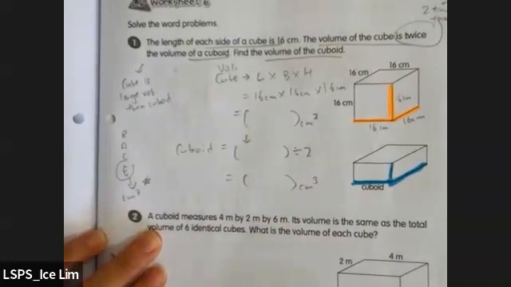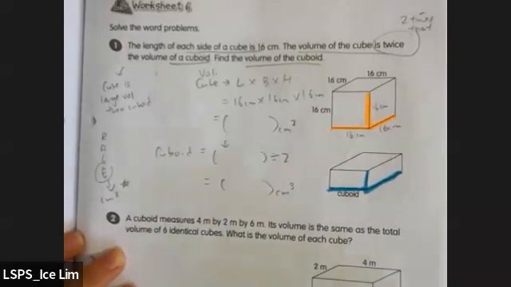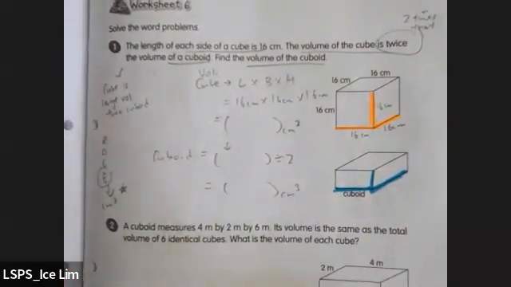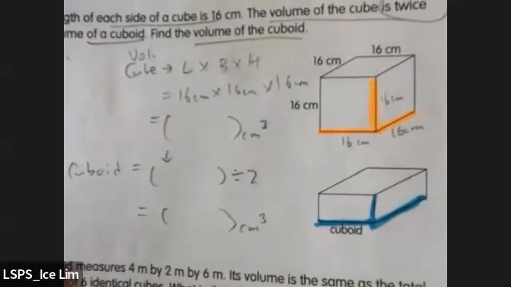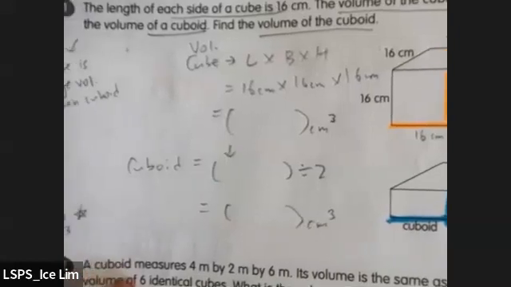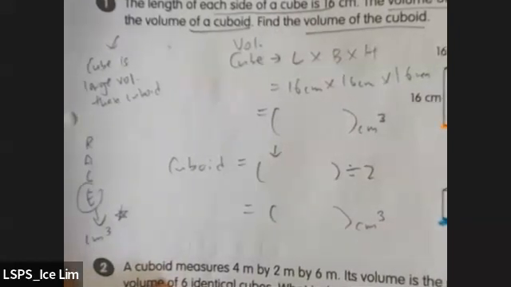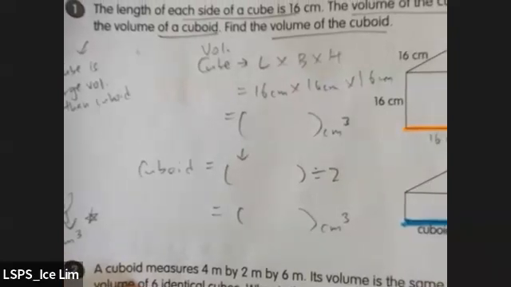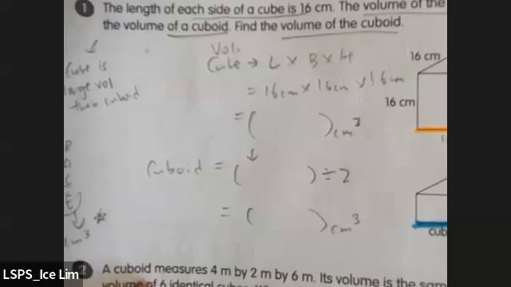Okay? Count down 10 seconds. 10, 9, 8, 7, 6, 5, 4. Okay, let me count down again. 10, 9, 8, 7, 6, 5, 4, 3, 2, 1.